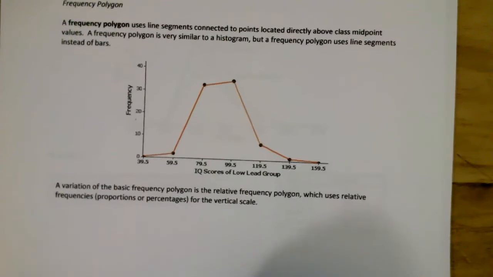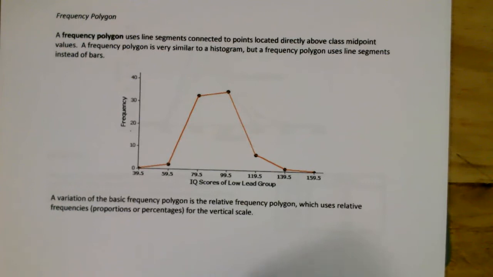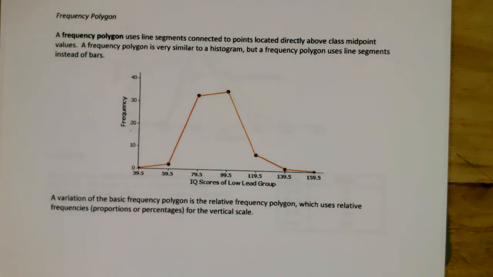All right, next we'll look at a frequency polygon. And we're going to look at a couple of examples of constructing a frequency polygon. It uses line segments connected to points located directly above class midpoint values. A frequency polygon is very similar to a histogram, but a frequency polygon uses line segments instead of bars. So here, this is an illustration of what a frequency polygon looks like.